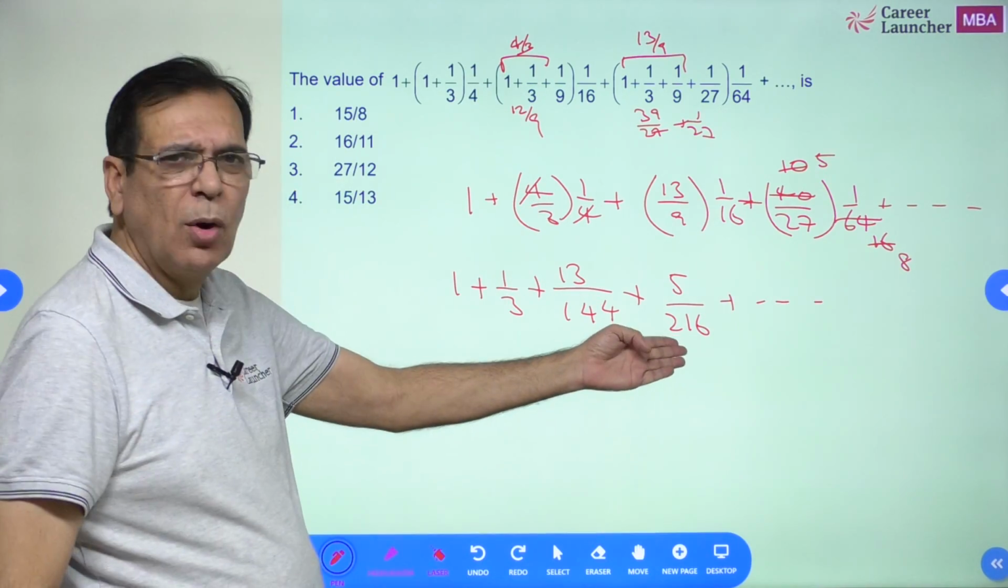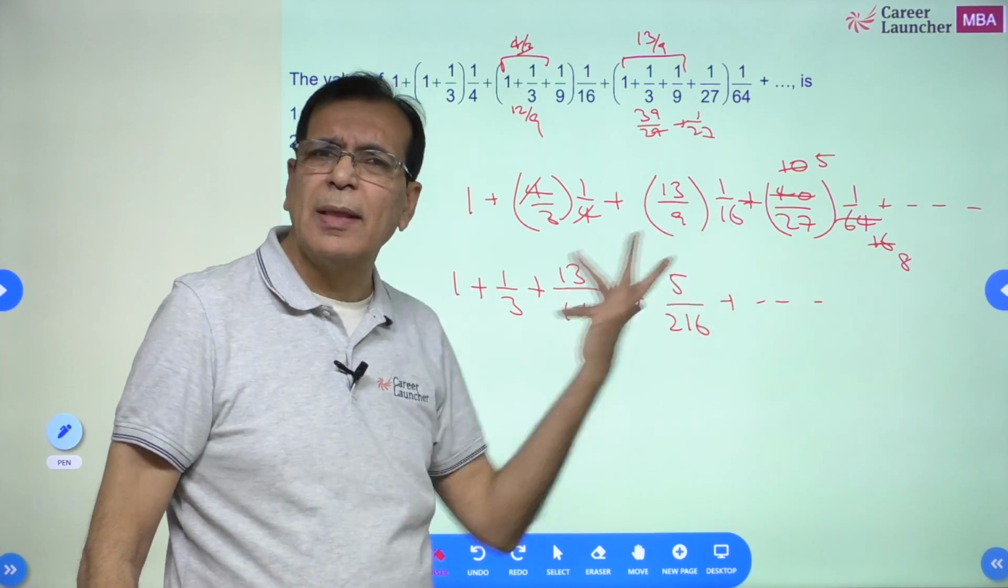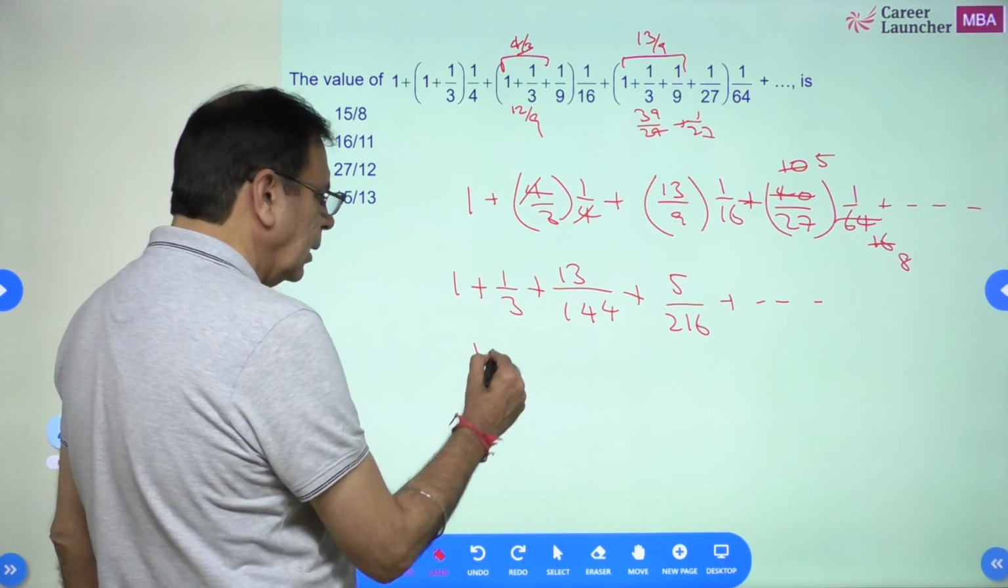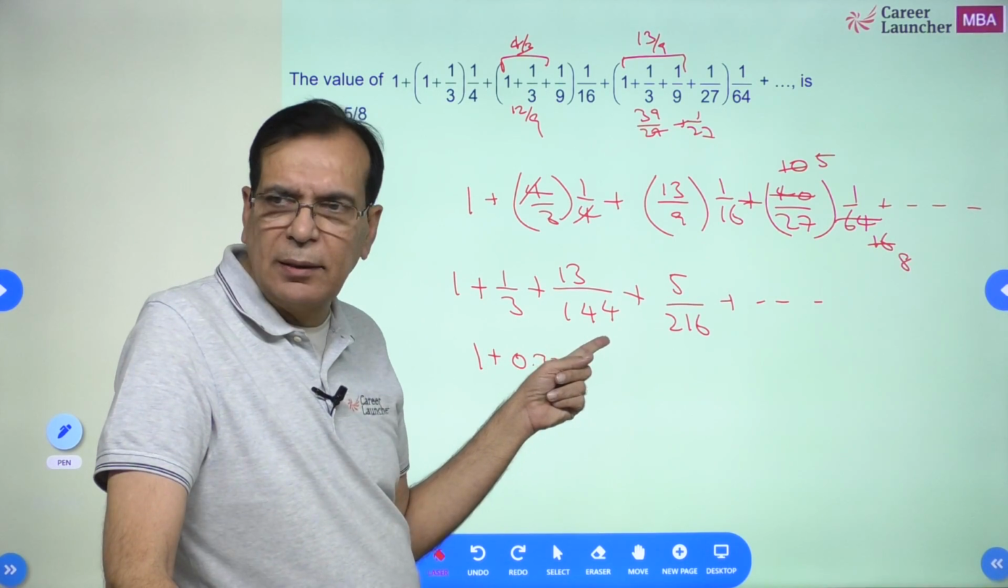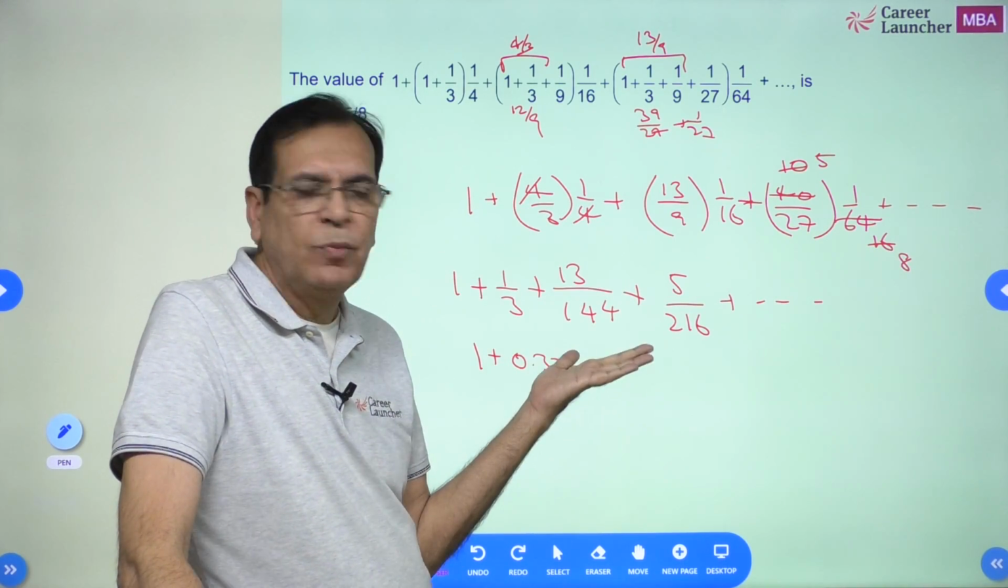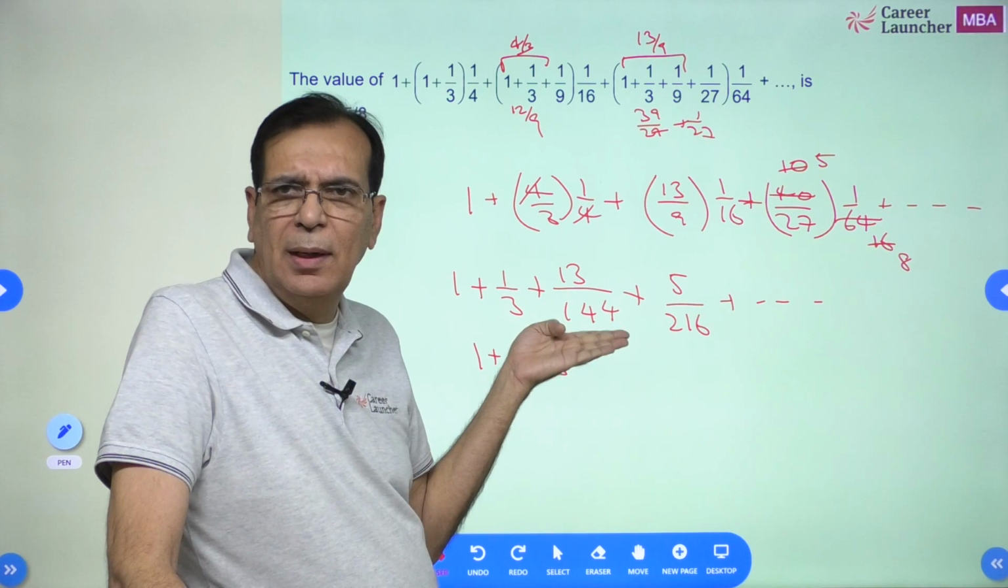Now the value has become very small. Subsequent values will be so small they can be ignored. So what is this? 1 plus 0.33. 13 into 10 is 130. 13 into 11 is 133. So this is approximately 1 by 11.